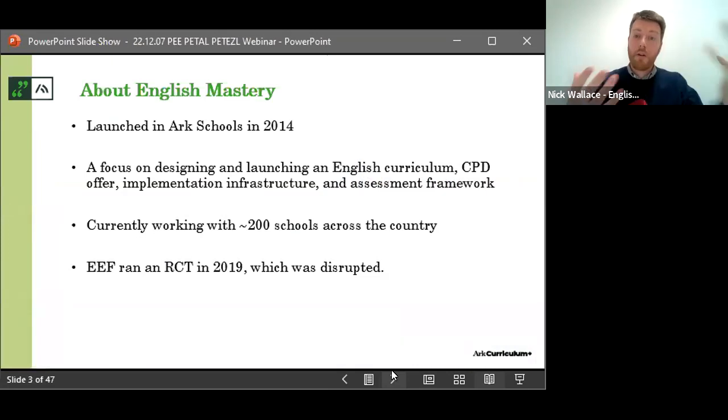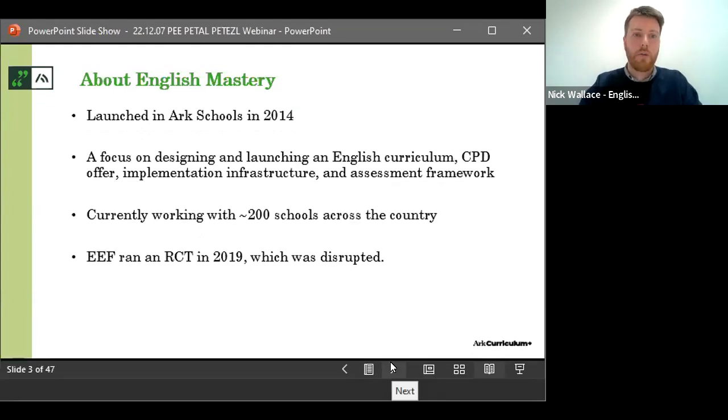A little bit about who English Mastery are, about Arc Curriculum Plus. We launched in ARC schools, a large multi-academy trust with schools in Portsmouth, Hastings, Birmingham and London back in 2014. And the English Mastery Programme was designed with a focus on designing and launching a complete curriculum programme for English, including the curriculum, the teaching resources, the professional development offer, an implementation infrastructure, and a complementary assessment framework too. We currently work with around 200 schools across the country, so some thousands of teachers and subject leaders that we have the privilege of working with this year. And the Education Endowment Foundation, the EEF, ran a research trial into English Mastery in 2019, which was unfortunately disrupted, but they did write a report on that, and I'll share with you some of the insights shortly, and how and why they've decided to run a new research trial, which we're currently recruiting for.